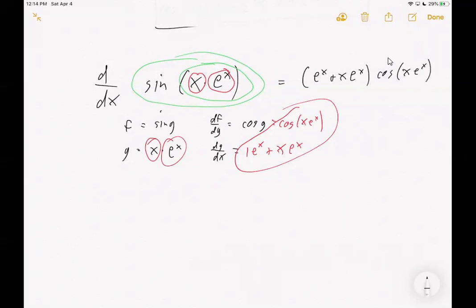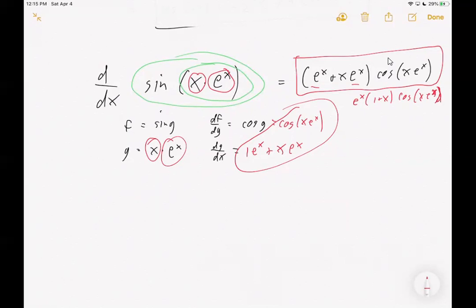All right, and you might see the final answer actually might factor those two e to the x's out if you're trying to match it to the back of a book. So this is a good answer, but you may also see the answer where e to the x is factored out. So it might also look like 1 plus x, e to the x times the cosine of x e to the x. Those are equivalent to each other, and they're both correct. So that is good as well. So that would be a fairly tricky one.